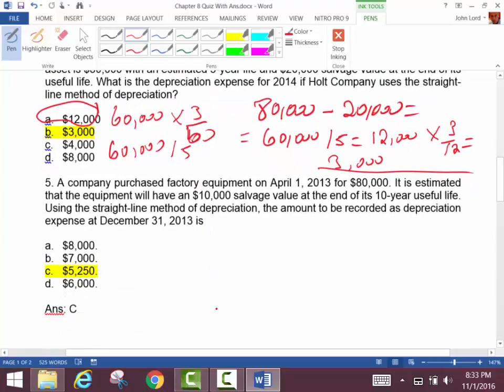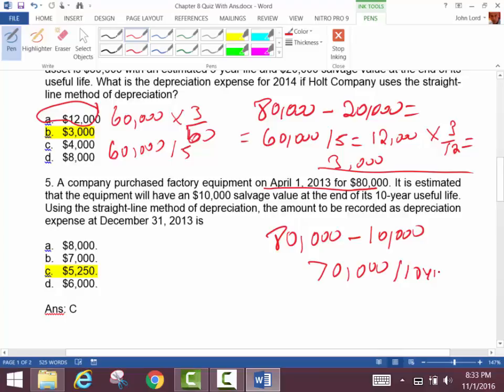Okay, how about this one? Straight line depreciation. Buy the equipment April 1st for 80,000. Salvage value is 10,000. That gives me a depreciable base of 70,000. What's the life of this equipment? 10 years. I like to go ahead and divide it by 10 years. That gives me 7,000 for the first year.